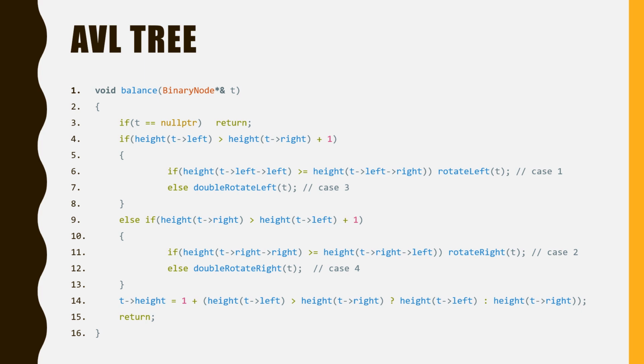Then, in line 6, it compares the heights of the 2 subtrees of the left child of t. If the left subtree is higher, the insertion must occur in the left subtree of the left child, corresponding to case 1. On the other hand, if the right child is higher, the insertion must occur in the right subtree of the left child, corresponding to case 3.